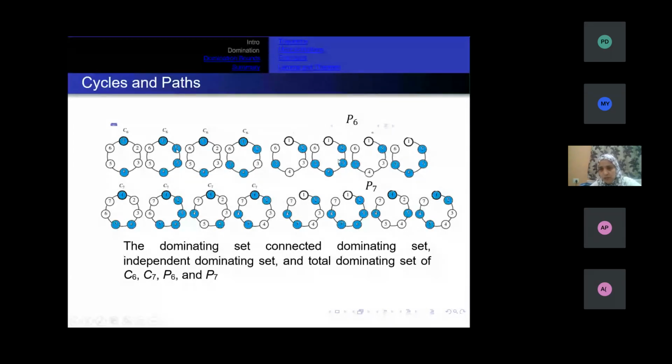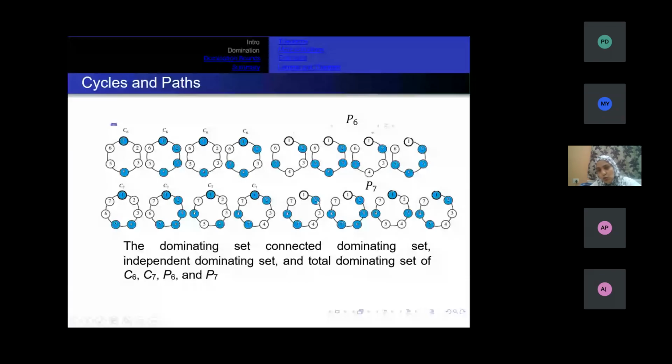So this looks pretty similar. These two types of graphs look pretty similar, but one is for the connected dominating set and one is for the total dominating set. Same goes with the C7 cycle graph, and one more is the path, that is the P7 graph. P7 means the path graph which has 7 vertices.